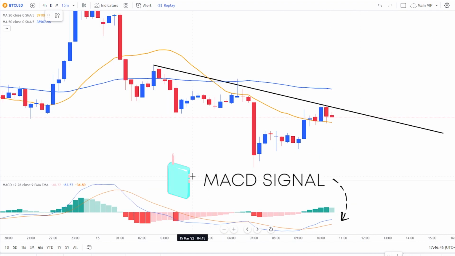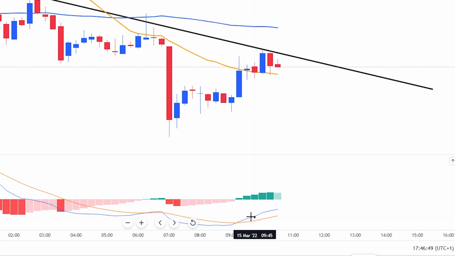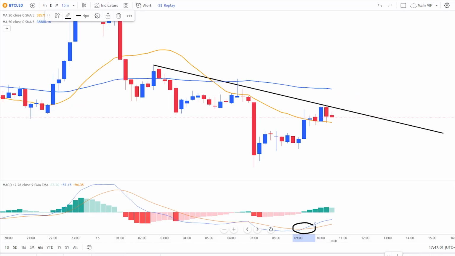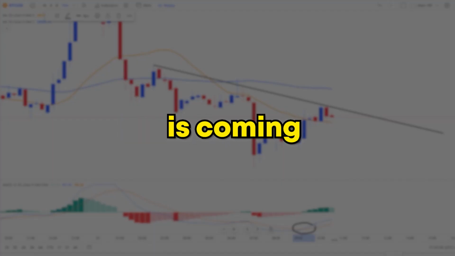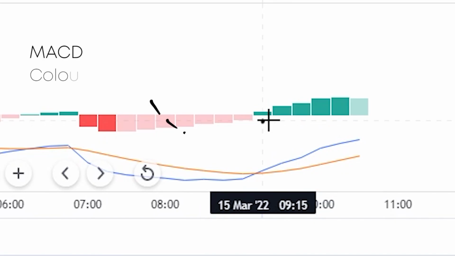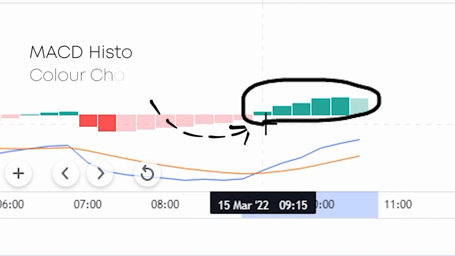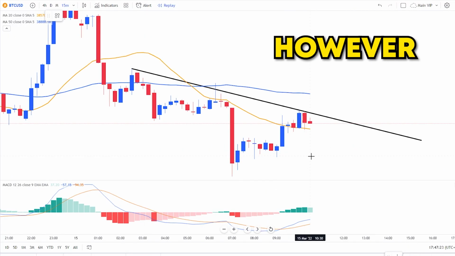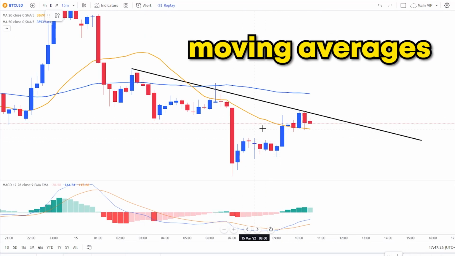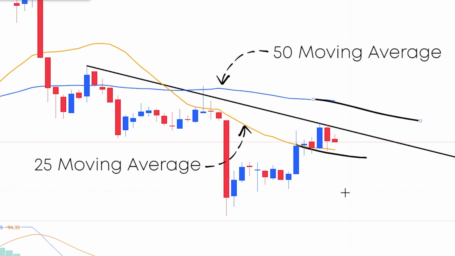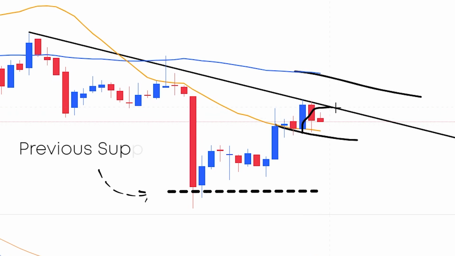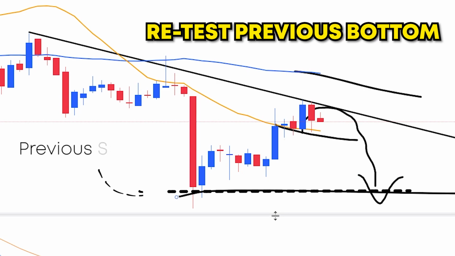However, we have a signal from the MACD indicator. This is the first signal over here. The blue line is getting crossed with the orange line, which generally means bullish pressure is coming, buyers are in the market. And we can see over here the histogram of the MACD indicator is green, which shows bullish pressure as well. However, we also have contradictory moving averages. We have the 20 over here and 50 over here. Usually they act as a form of resistance and very likely would be a nice push towards the downside once again to retest the previous bottom, right?